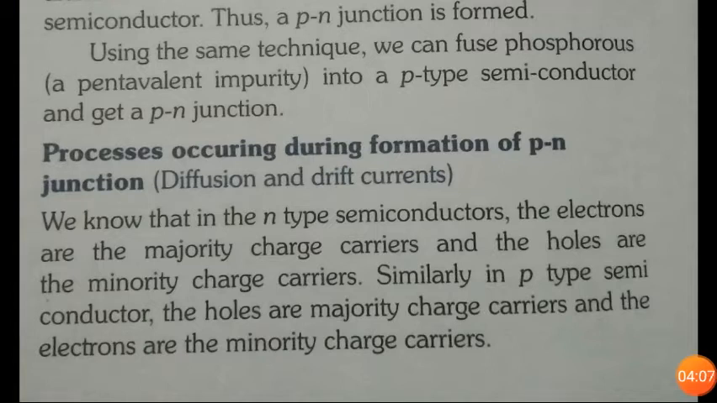Now let's discuss the processes which occur during formation of a p-n junction. We know that in n-type semiconductor the electrons are the majority charge carriers and holes are the minority charge carriers. Similarly, in p-type semiconductor the holes are the majority charge carriers and the electrons are the minority charge carriers. We also have to remember that electrons are negatively charged and holes are positively charged.